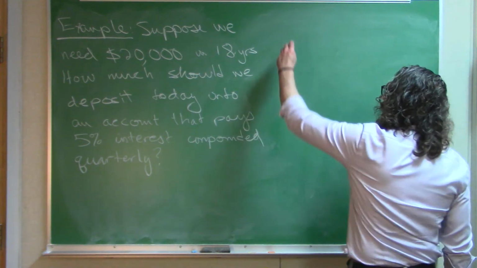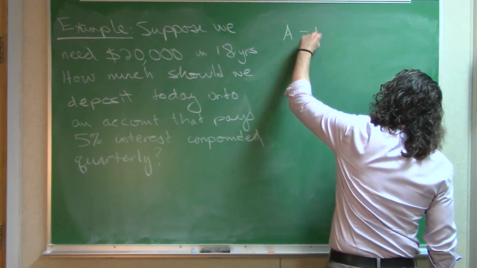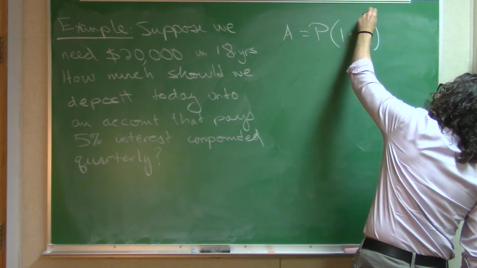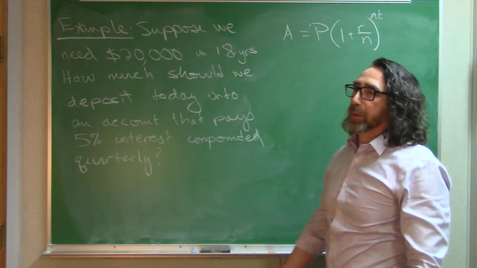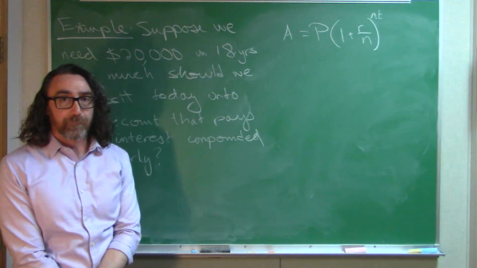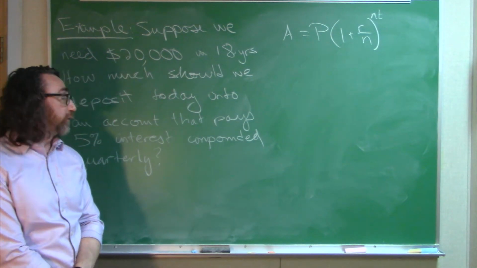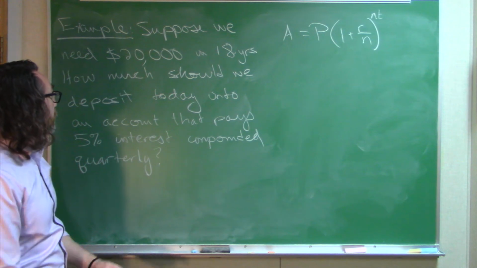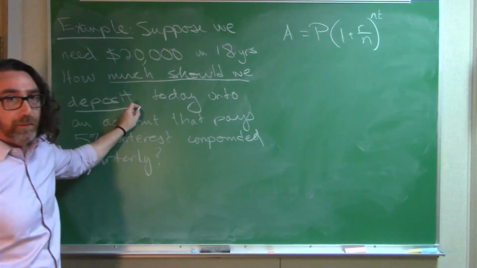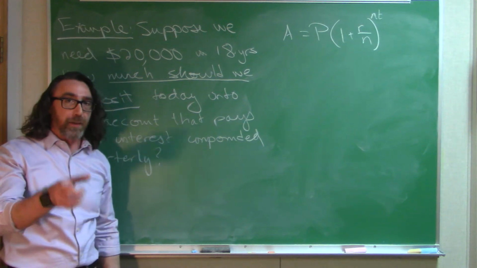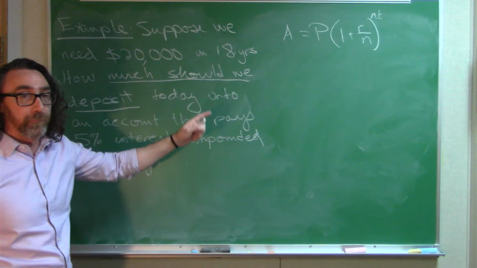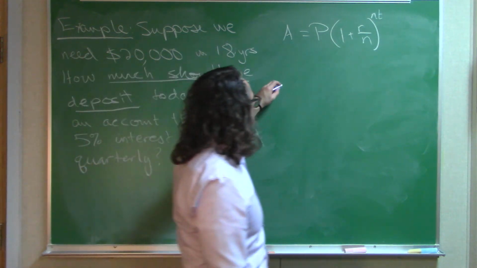Okay, so let's look at the scheme and fill in everything we know. Do we know the value of P? And the answer in this case is no, we do not. It said, how much should we deposit? So the starting amount is the unknown. What we know is the ending amount. Okay, so we fill in everything we know.